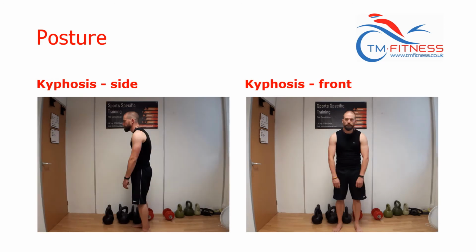But this is an example of a very common posture that you see in a lot of people, particularly people who spend large periods of the day sat at a desk slumped over a computer or a steering wheel or something like that. This is called kyphosis. So the mid-spine has a subtle amount of curvature in it called a kyphotic curve.